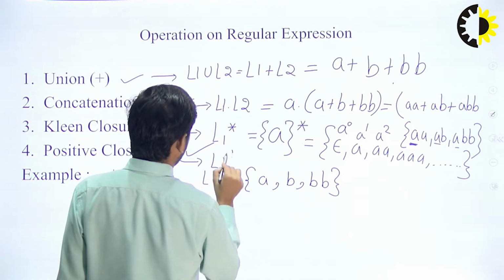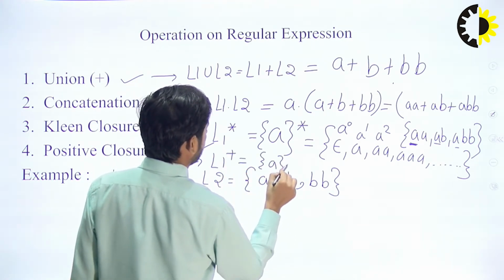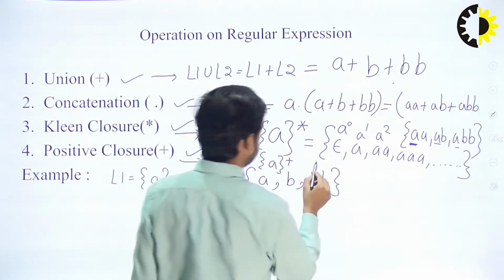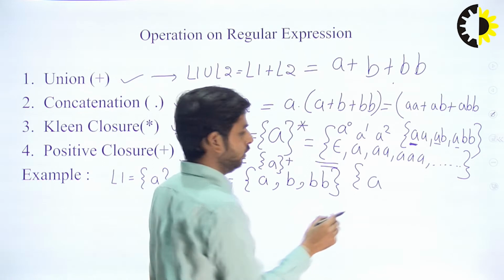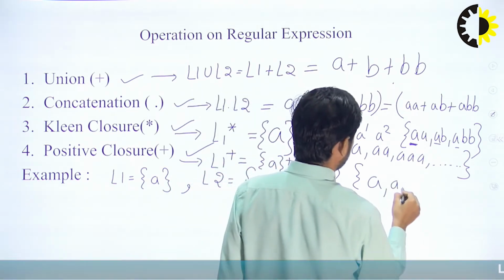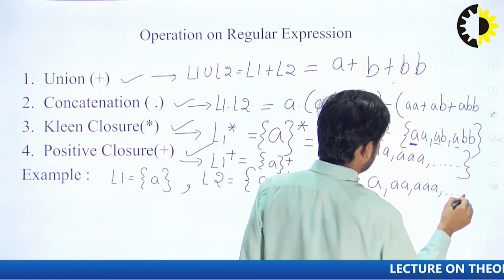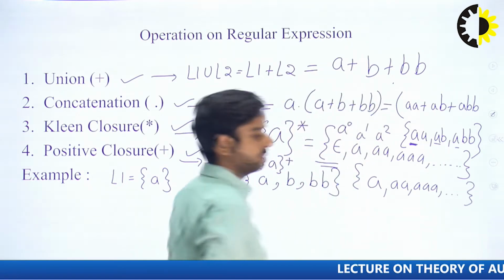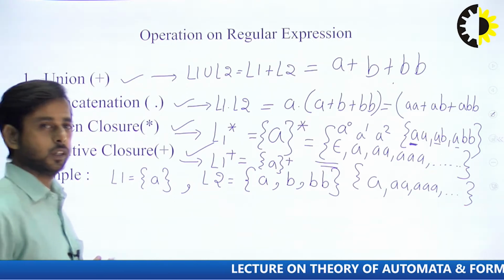Suppose the language is A, and I apply the positive closure. This will be equivalent to A raised to power 1, A raised to power 2, A raised to power 3, and so on. Okay, so these are some basic operations on regular expressions.